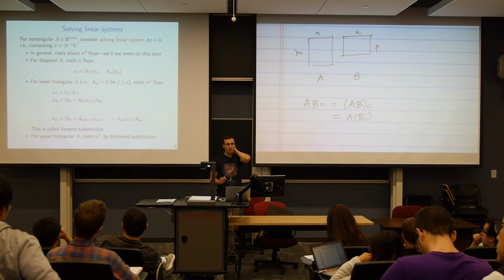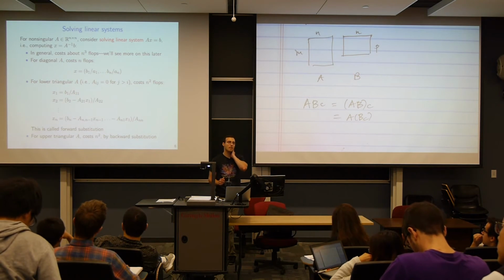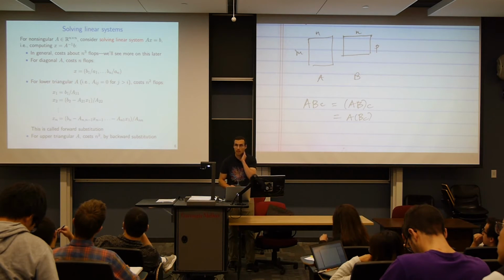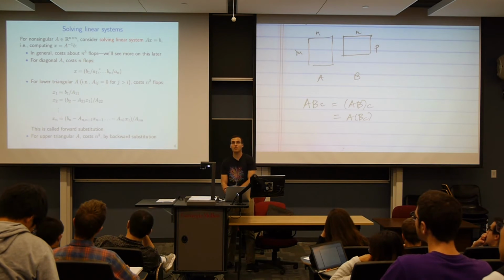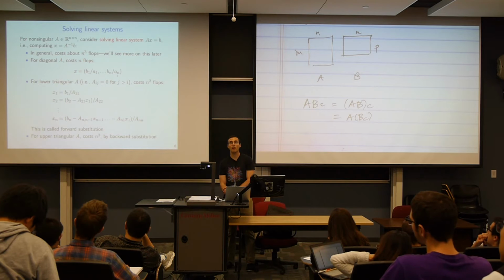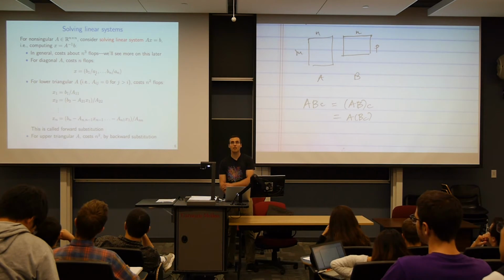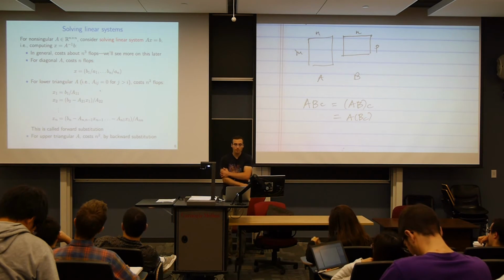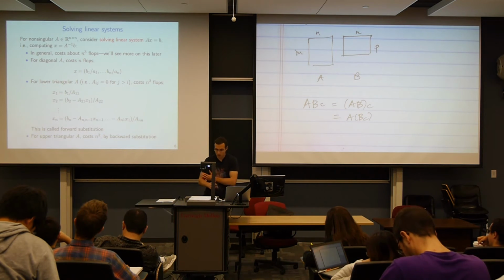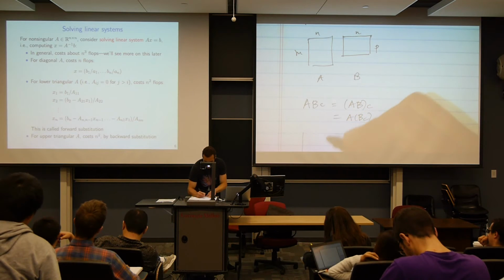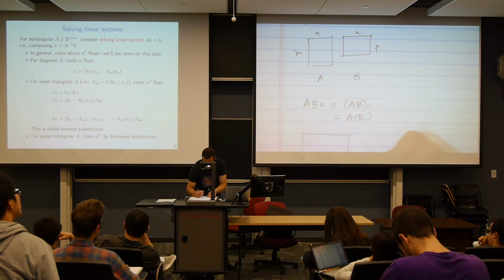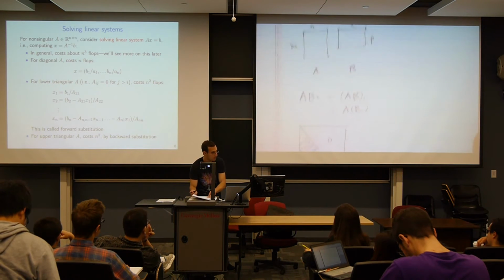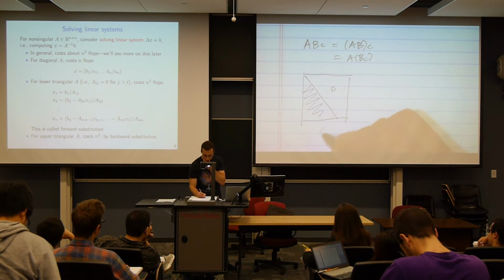How about special cases? If A is diagonal, it only costs n flops, right? Because we just do n divisions. It's quite easy if A is a diagonal matrix with diagonal entries a1 through an. If A is lower triangular, which means that Aij is equal to 0 for all j bigger than i, it means that A looks like this. That's a lower triangular matrix A.